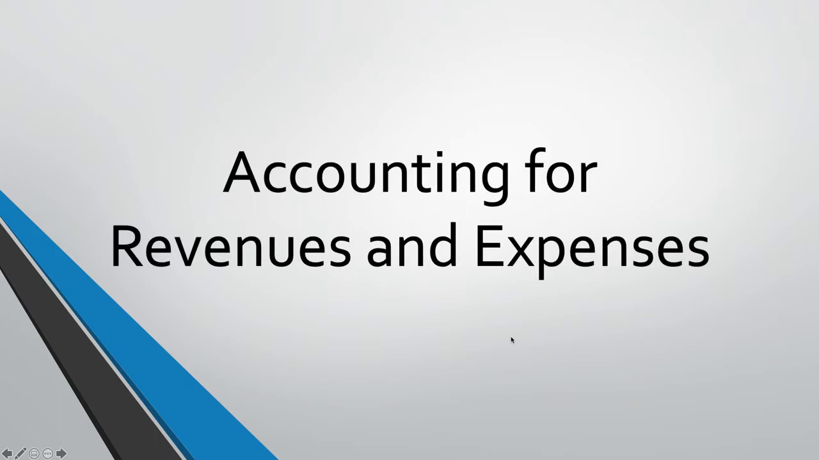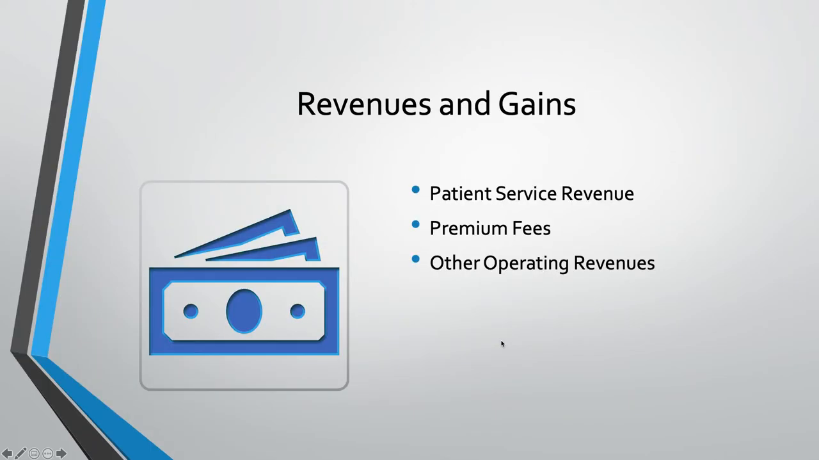Accounting for revenues and expenses. You still remember this? So, okay, for accounting for revenues and gains: patient service revenue, premium fees, other operating revenues. These are some of the categories of revenues and gains of a hospital. Of course, there's patient service revenue, premium fees, and other operating revenues.